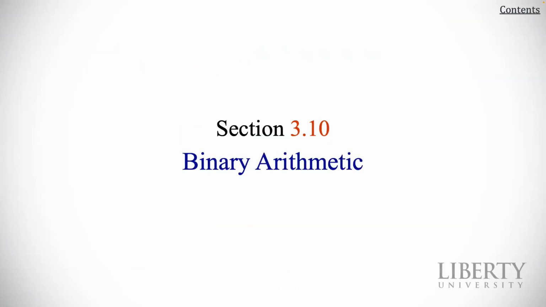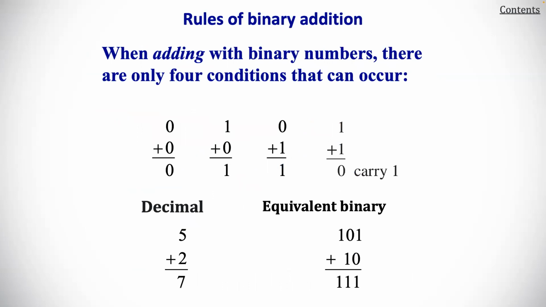What about binary arithmetic? When adding with binary numbers, there are only 4 conditions that occur. You can see this: if both are 0, it stays 0. If there is one 1, then you have a 1 as a result. But if both are 1, then it goes to 0 and you carry 1. So this gives you an example of how that would look. You can see going from decimal to binary how that would look.